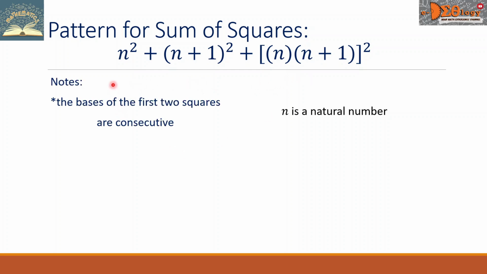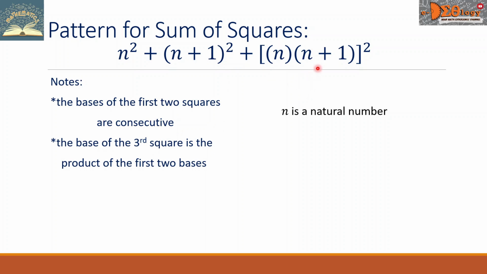Let us see more notes. The bases of the first two squares are consecutive. We are referring to this first base, which is n, and then n plus 1 as the second base. Now the third base is the product of the first two bases. So n times n plus 1, that is squared.